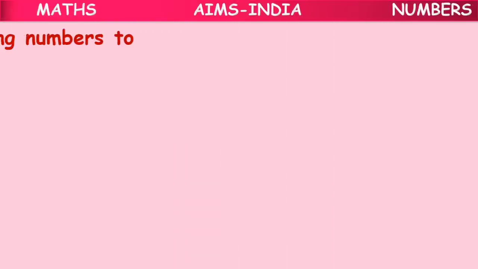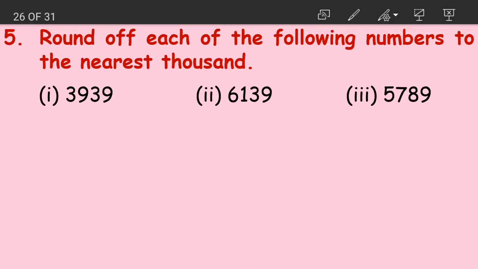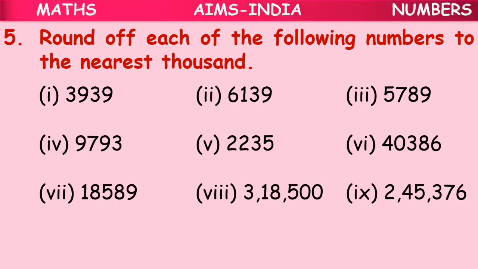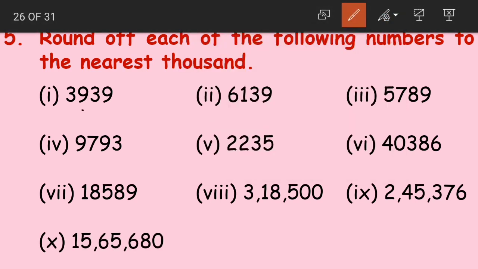Is this clear, students? We took a lot of examples and understood, right? Yes, that was about rounding off the numbers to the nearest thousands. Now let us come to the first question. Question number 1, 3939. Now when we look at this, what is the first step? Look at the digit in hundreds place. It is greater than 5. So add 1 to the digit in thousands place. 3 plus 1 becomes 4. Now replace these 3 digits with zeros.